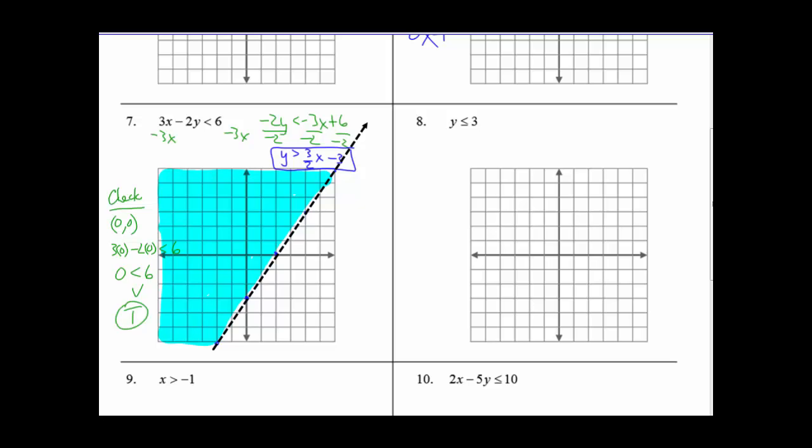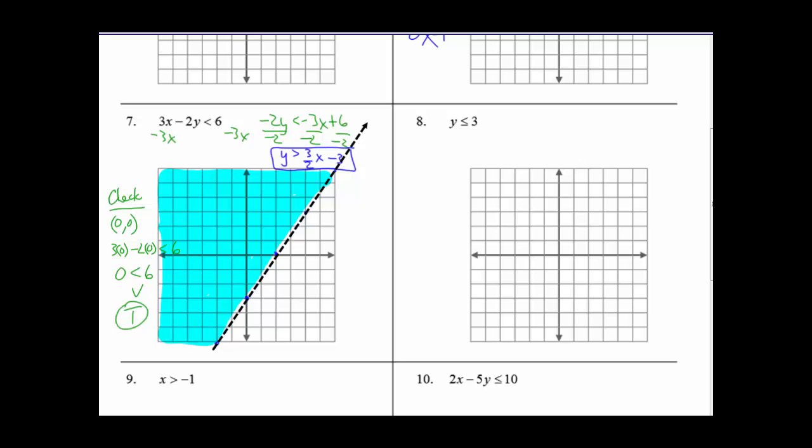All right, welcome back. If you notice, by solving 7, you get y is greater than 3/2 x minus 3. We have a dotted line because there is no equal to in the inequality. Okay, and then we want all the y's that are greater than, so we shade it above the line. We did check, or I did check 0, 0, plugged in 0, 0, and got a true statement. Therefore, you want to shade on that true side.